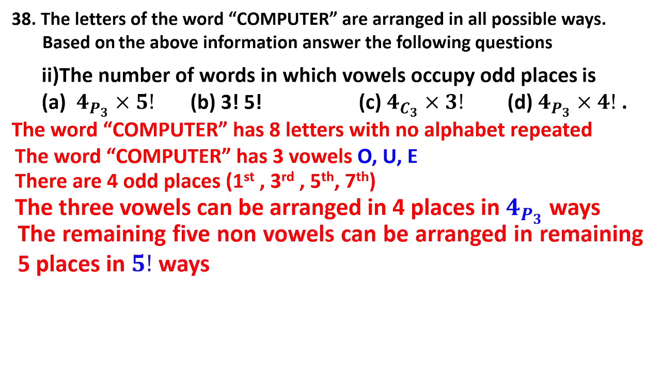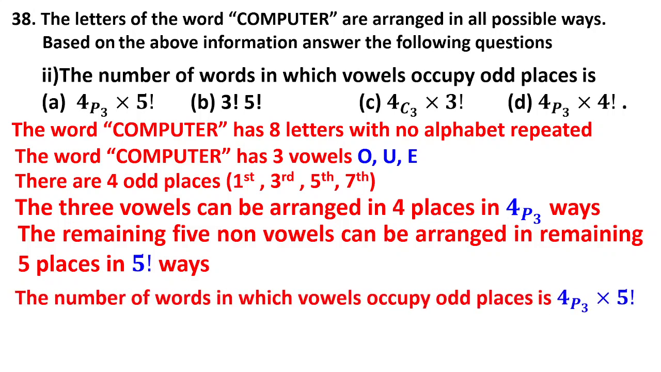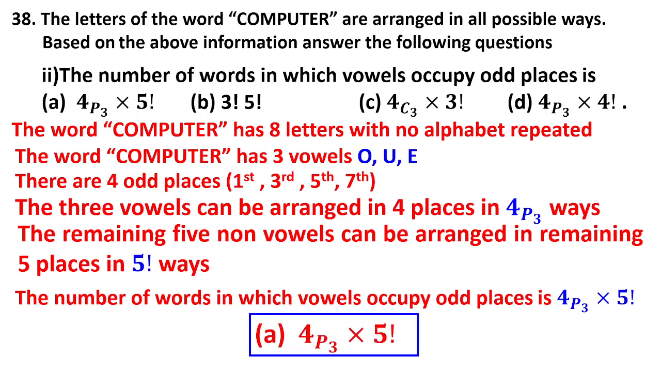Now, how many places are remaining? The 5 non-vowels will be arranged in the 5 remaining places. It will be 5 factorial. Therefore, 4P3 into 5 factorial by making use of the principle of mathematical counting. Therefore, the correct option is A. 4P3 into 5 factorial.